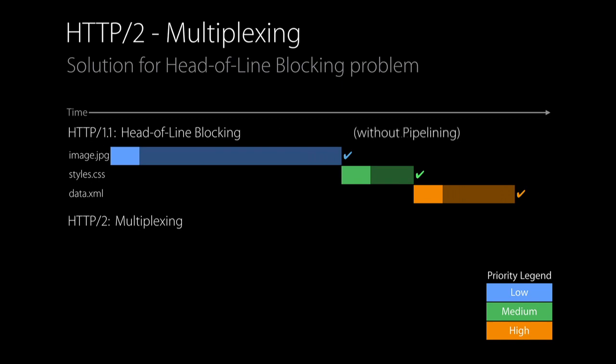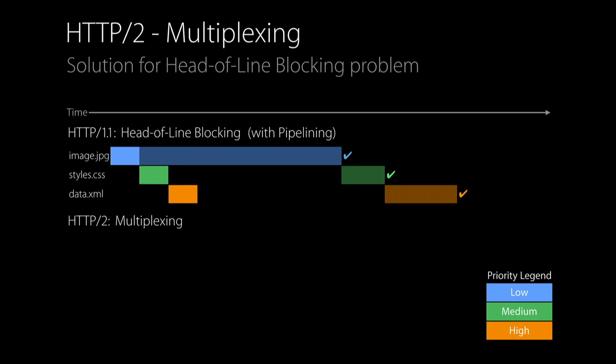Now, with pipelining enabled, we can send out all requests one after another without waiting for the previous responses to arrive. But we still get the responses in the same order. And you see that the first response for the image in blue blocks the following 2 responses.